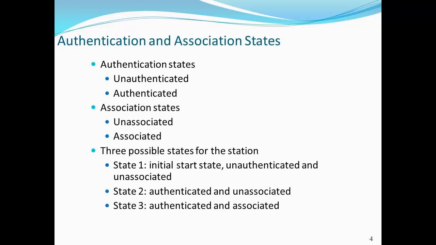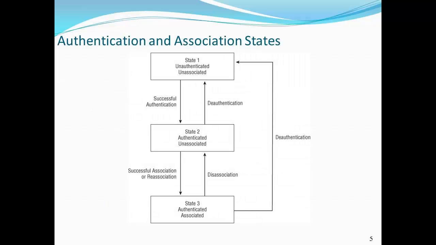There are three states in the association process. State 1, initial start state, unauthenticated and unassociated. The client is running and has a wireless adapter. State 2, authenticated and unassociated. The client and AP see each other as valid 802.11 devices and are ready to communicate. State 3, authenticated and associated. The client is able to transmit and receive data from the AP and is connected to the network.